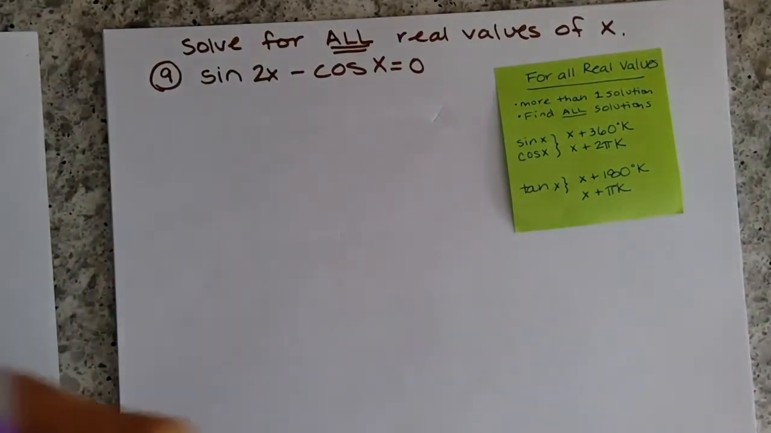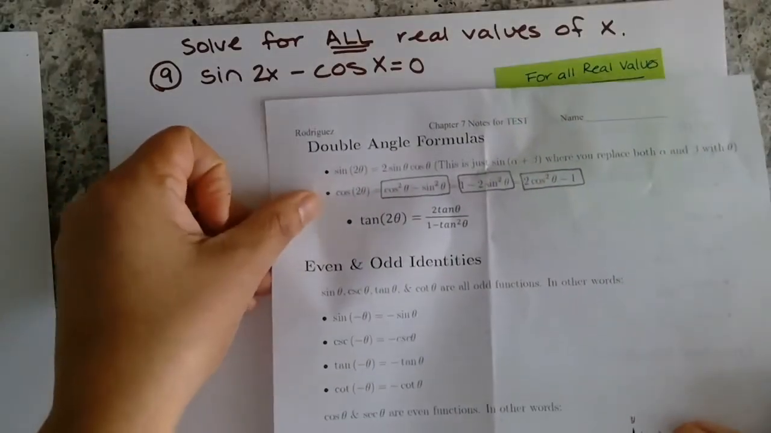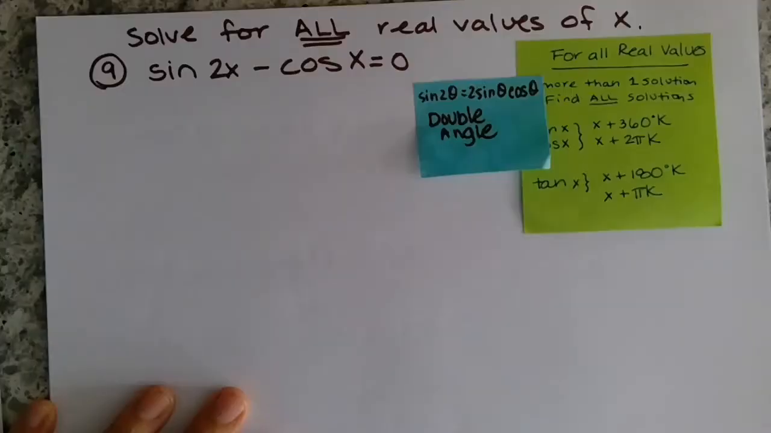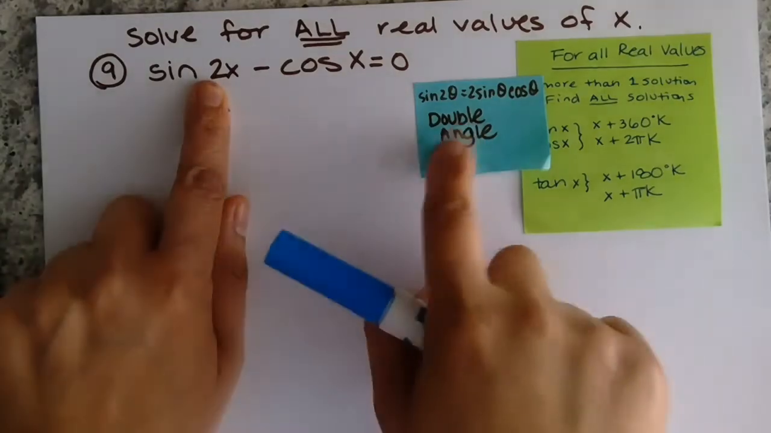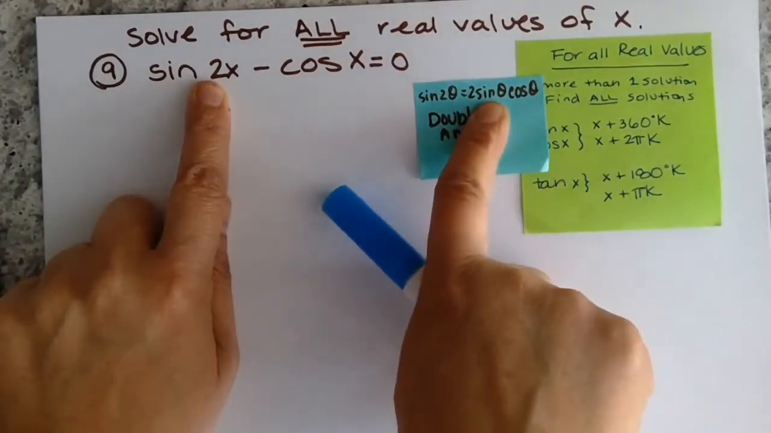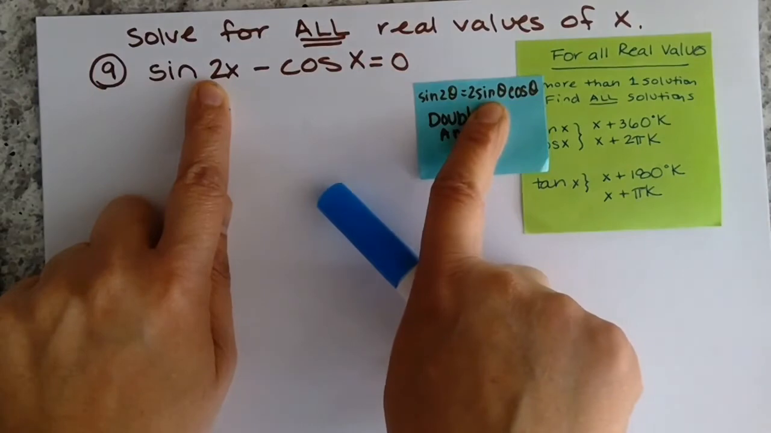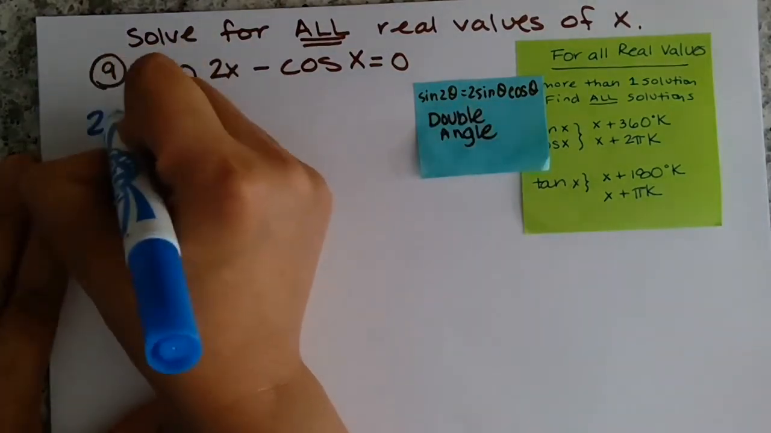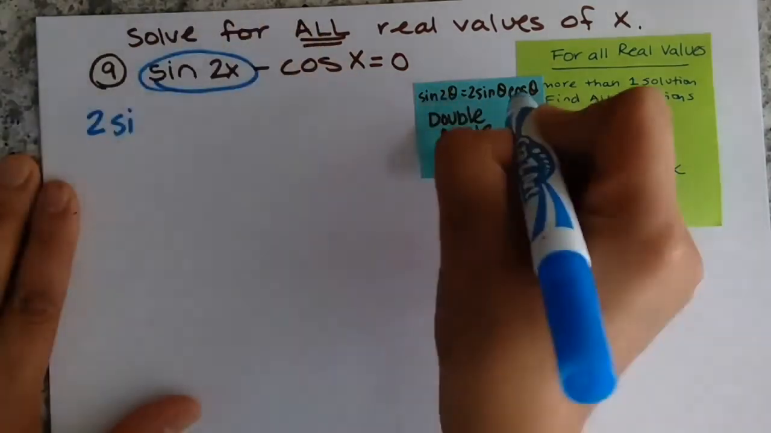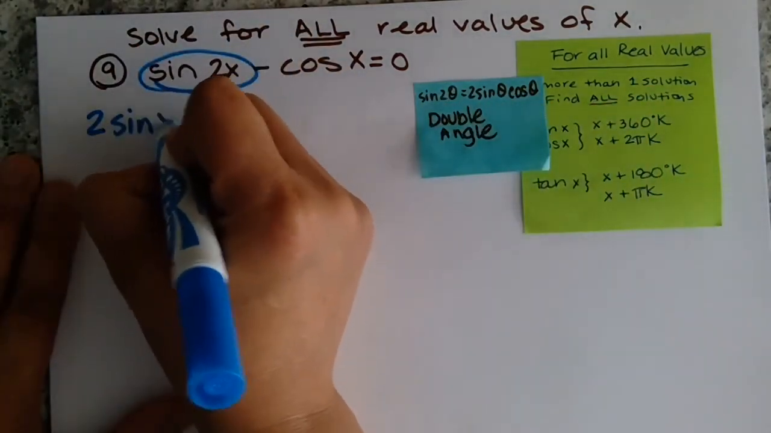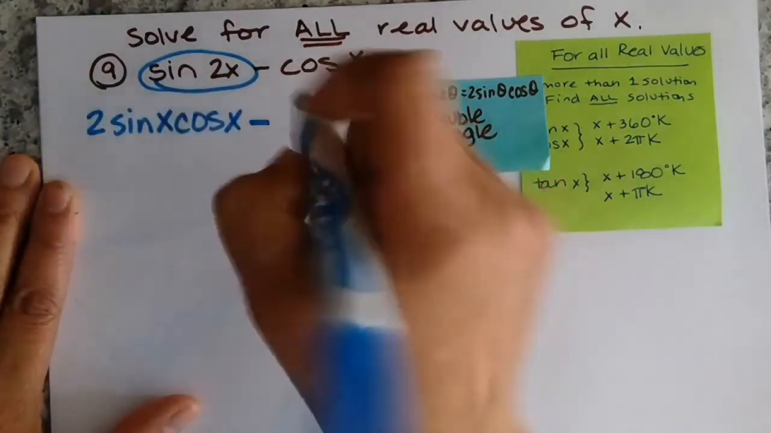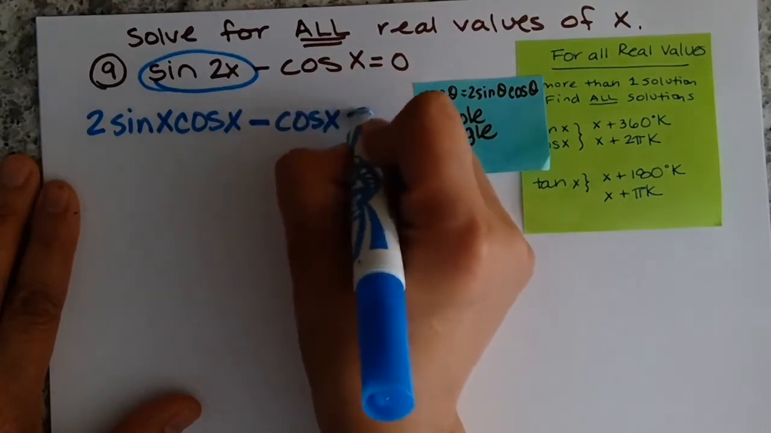So going back, I should say that sine of 2 theta is equal to this. Here we have that double angle formula, which is 2 sine theta cosine theta. So I'm going to plug that in instead. So this is going to be 2 sine x cosine of x minus cosine of x equal to 0.